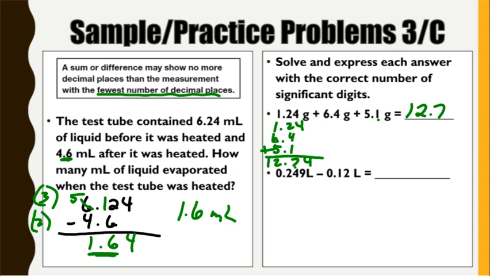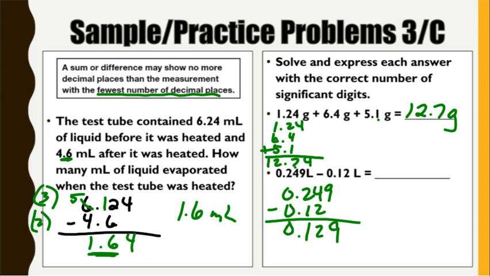This would be grams. And the last one, 0.249 liters minus 0.12 liters. So 0.249 minus 0.12. You get 9, you get 2, you get 1, decimal point 0. But the fewest decimal places is 2, so I can only go to 2 places. So my answer for this one, rounded to the next digit here, would be 0.13. This would be liters. So that's our lesson today on significant digits.